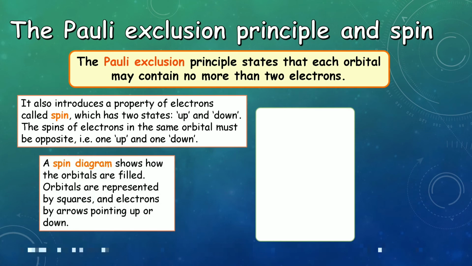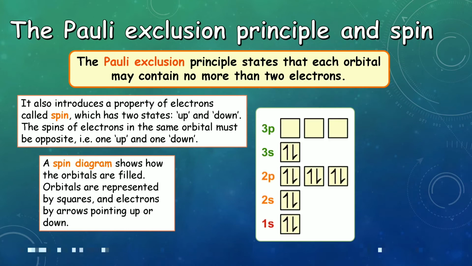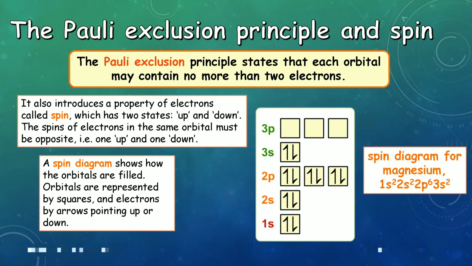Kasi nga yung principle ng spin na tinutukoy ni Pauli. Okay? And then, a spin diagram shows how the orbitals are filled. Orbitals are represented by squares and electrons by arrows pointing up and down. Okay, that's an example of a spin diagram for magnesium. Magnesium has electron configuration of 1s2, 2s2, 2p6, 3s2. So, sabi kanina, kapag nagpi-fill tayo ng electrons, we're going to start at the lowest sublevel. So, ang lowest ay 1s. Under s, meron siyang dalawang electron. Isang pataas at isang pababa. Okay, so na-fill na natin yung first orbital under first energy level.